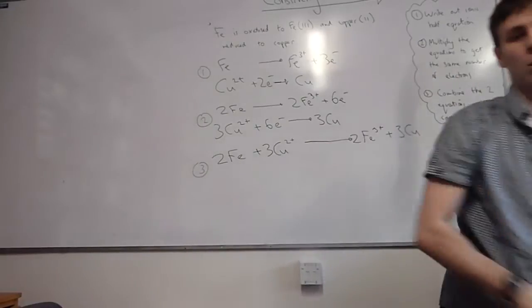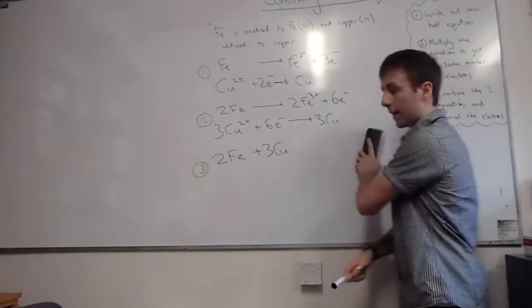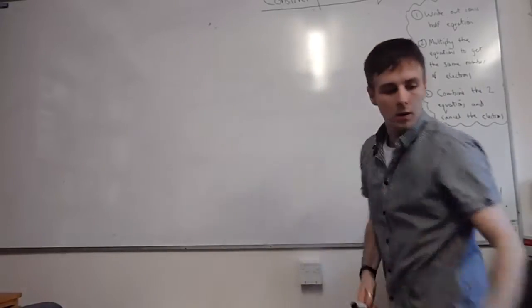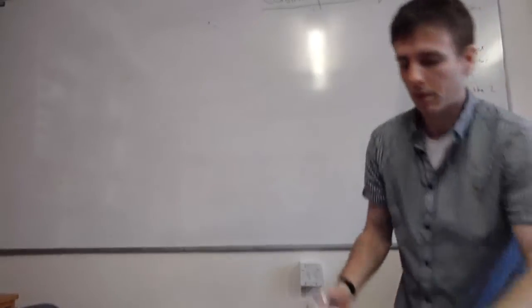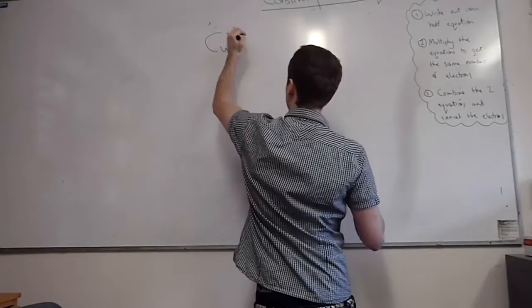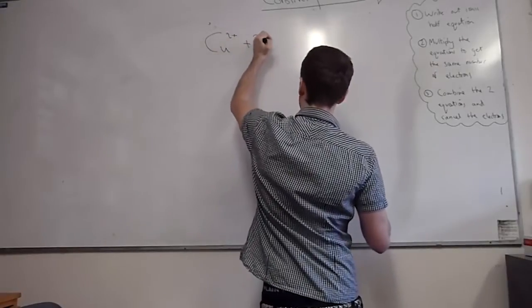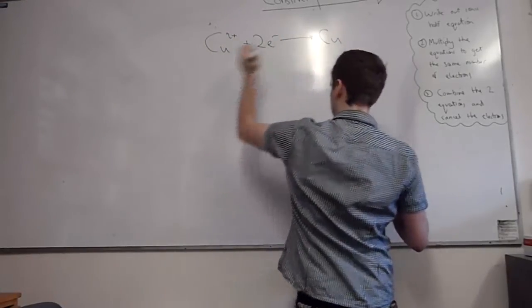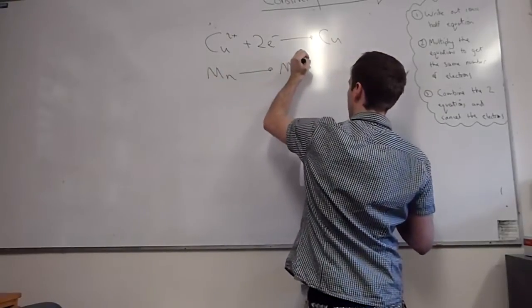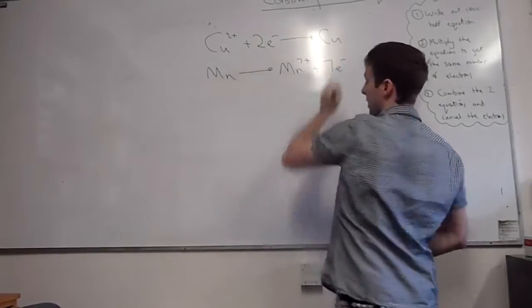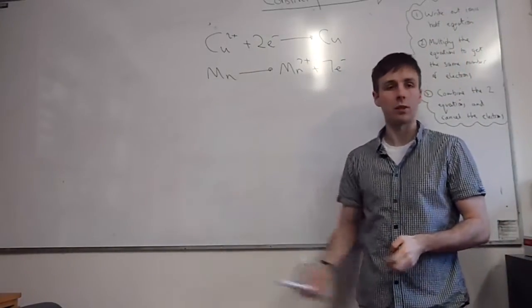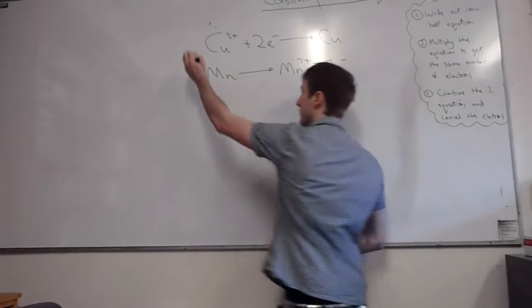And I'll go through 2 more questions for this, just to get you a bit of practice at it. Okay, so my next question is going to be Cu2+ plus 2e- goes to Cu, Mn goes to Mn7+ plus 7e-. So I've done step 1 for you. Pause it now, have a go at doing step 2 and 3, and then press play again.